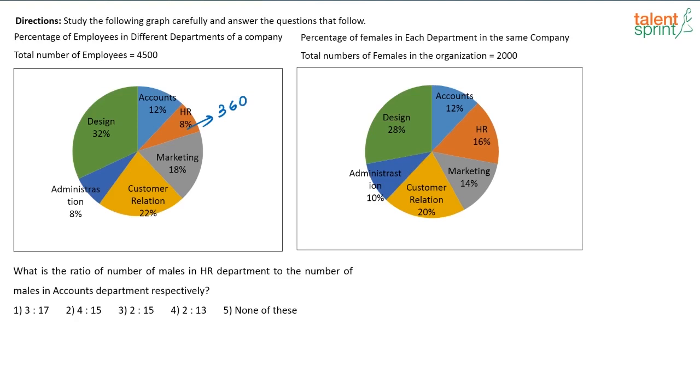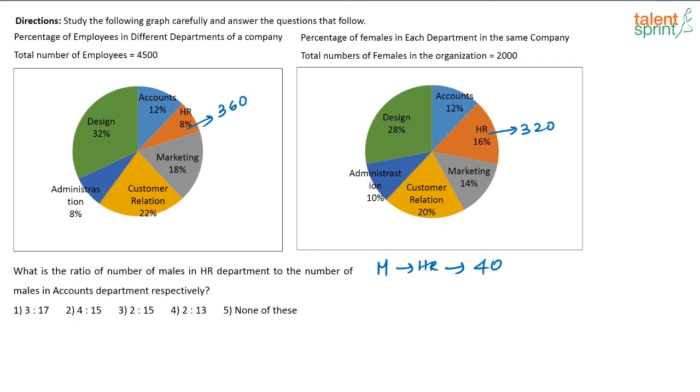So this is 360 here. Then how many females are there in the HR department? 16% of 2,000. That is nothing but 320. Correct? So how many males are there in the HR department? 360 minus 320. That is 40 males in the HR department.